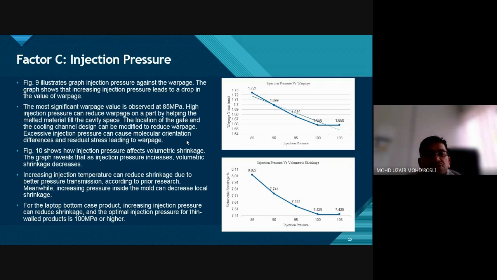Figure 10 shows how injection pressure affects shrinkage. The graph reveals that as injection pressure increases, the shrinkage decreases. Increasing injection pressure can reduce shrinkage due to better pressure transmission, according to research. Meanwhile, increasing pressure inside the mold can decrease local shrinkage. So for this laptop bottom case, increasing injection pressure can reduce shrinkage, and the optimal injection pressure for thin wall products is 100 megapascal or higher.